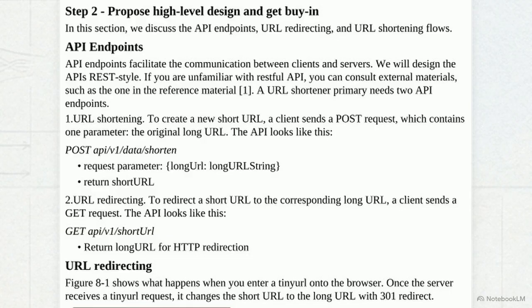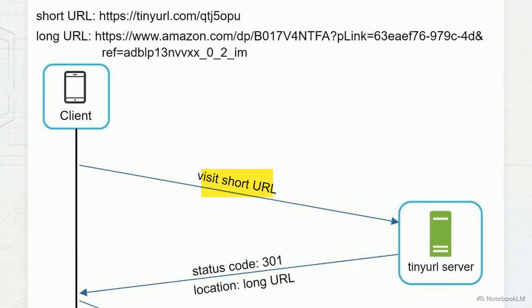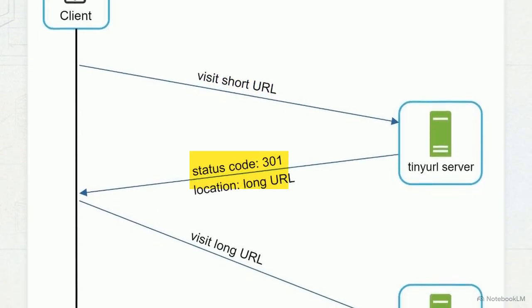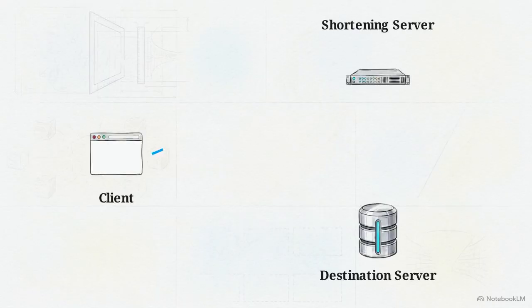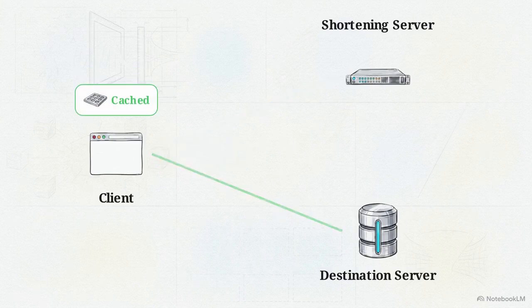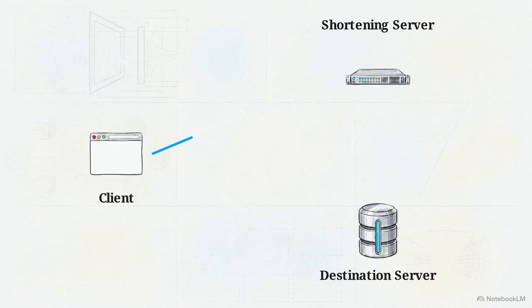The system requires two primary REST-style API endpoints, a POST request to shorten a long URL and a GET request to handle the redirection. When a client visits a shortened URL, the request hits the shortening server, which returns a location header pointing to the original long URL. An HTTP 301 redirect indicates the URL has moved permanently. The browser caches this response, so subsequent clicks bypass our servers and go directly to the destination. This reduces infrastructure load but prevents us from tracking click analytics.